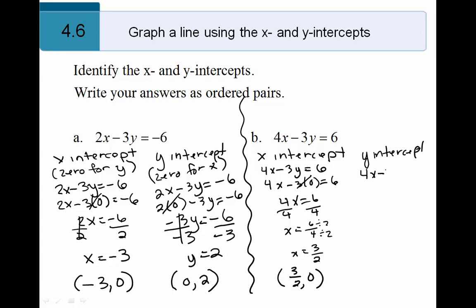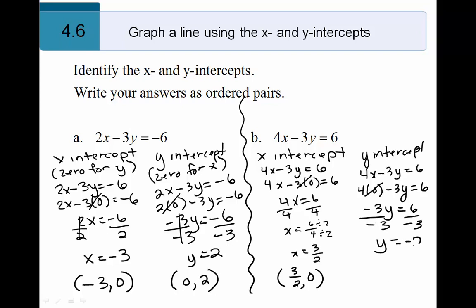my equation 4x minus 3y equals 6. Now I'm plugging in 0 for x, so I have 4 times 0 minus 3y equals 6. 4 times 0 is 0. I have negative 3y equals 6. Divide by negative 3, divide by negative 3. So you can see that y is equal to negative 2. So my y-intercept is the point 0, negative 2.